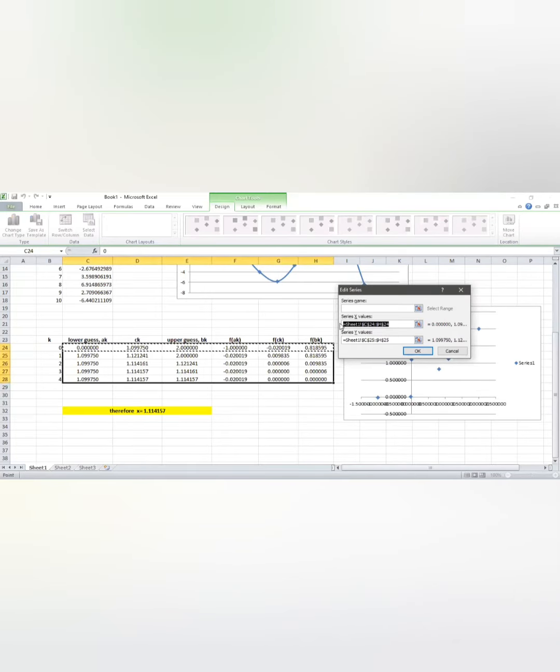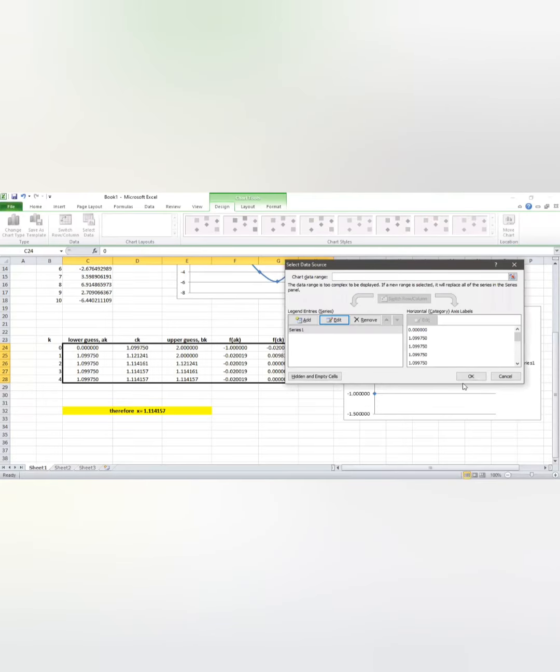Then for the x values, this will be here. Then you press comma, then comma. Then for the y values, for our function, we have this one, and comma, then comma.